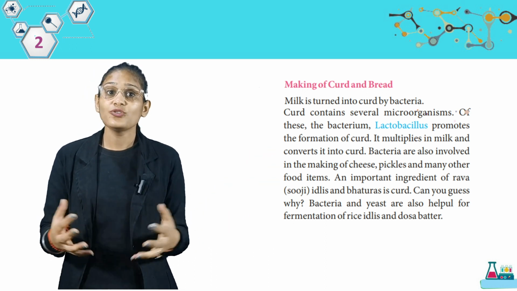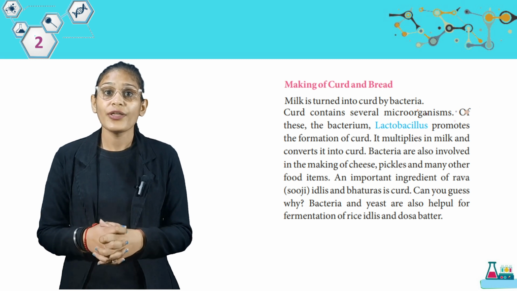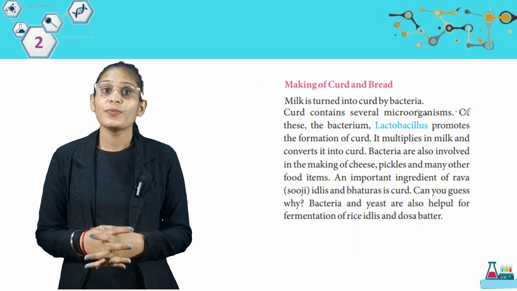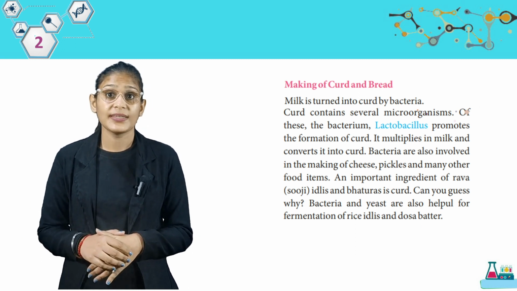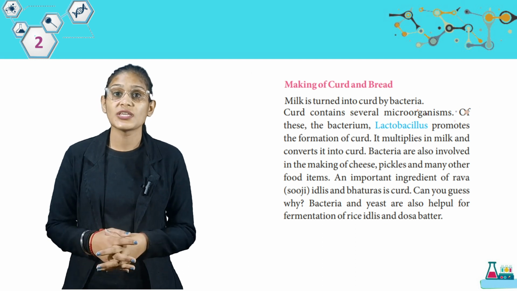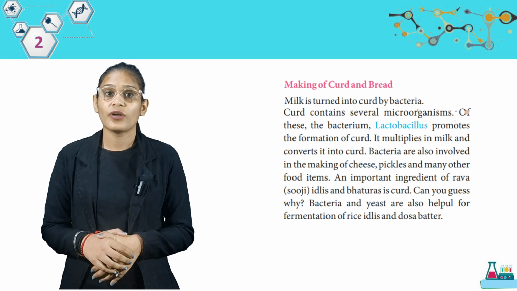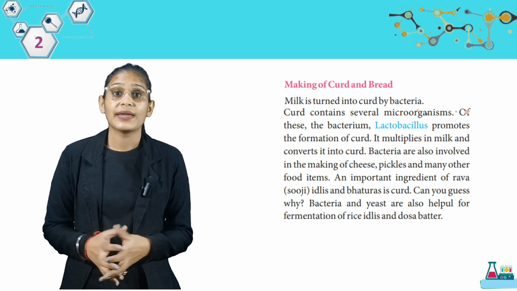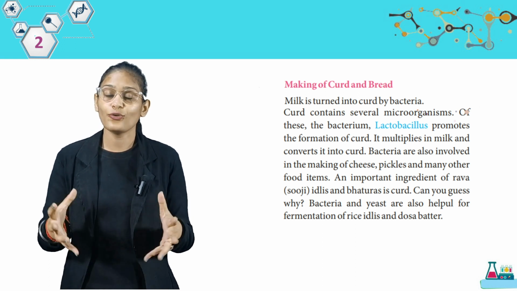Milk is turned into curd by bacteria. Curd contains several microorganisms. One of these, the bacterium Lactobacillus, promotes the formation of curd. It multiplies in milk and converts it into curd. Bacteria are also involved in the making of cheese, pickles, and many other food items. An important ingredient of rava, suji, idlis, and bhaturas is curd. Can you guess why? Bacteria and yeast are also helpful for fermentation of rice idli and dosa batter.